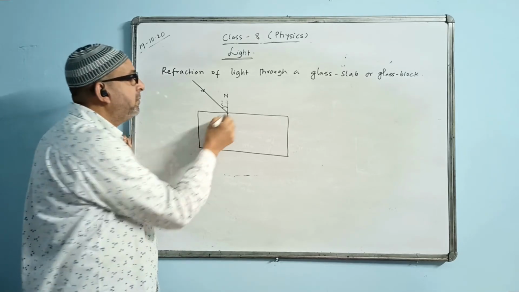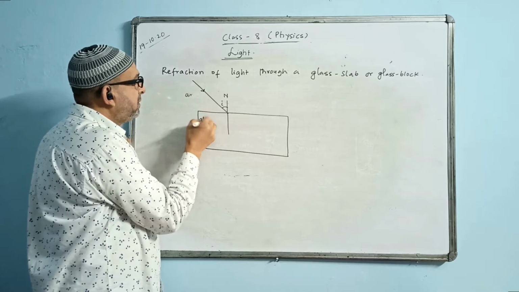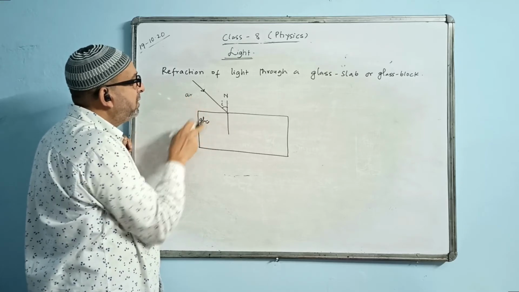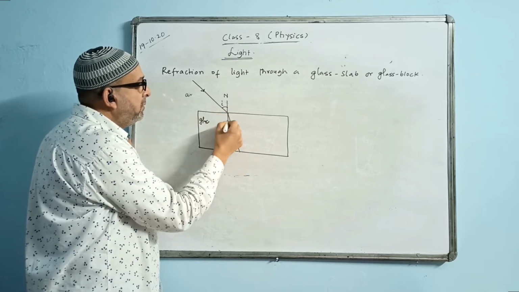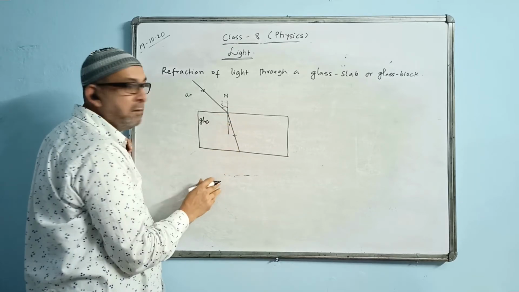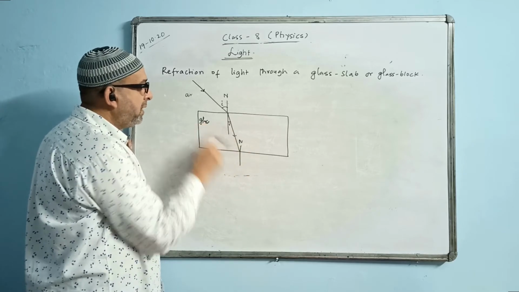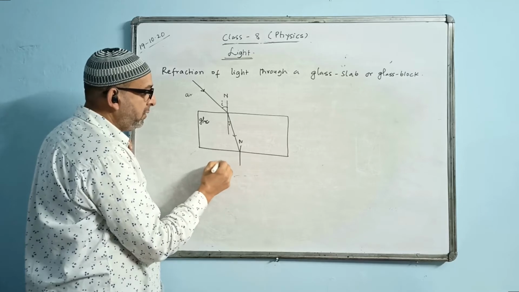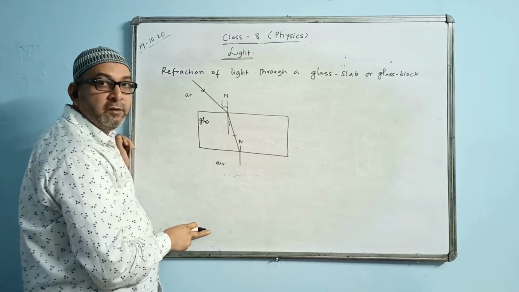To draw the diagram, this ray is traveling from air to glass. The ray will go from air to the denser medium, so it will bend towards the normal like this. This angle is R. Now here is another glass side, and this side is also air. In the glass, the ray will bend away from the normal.